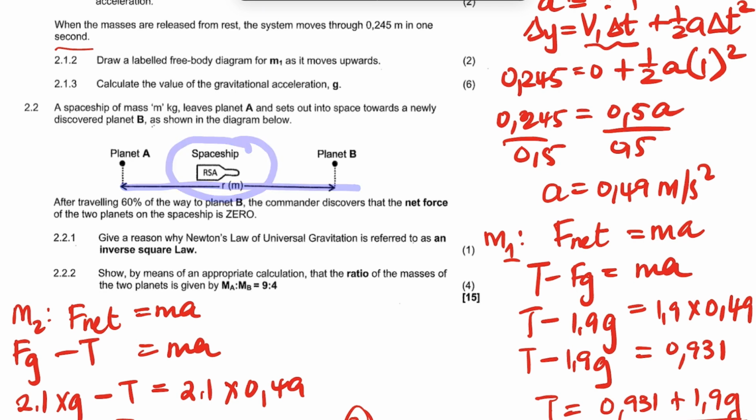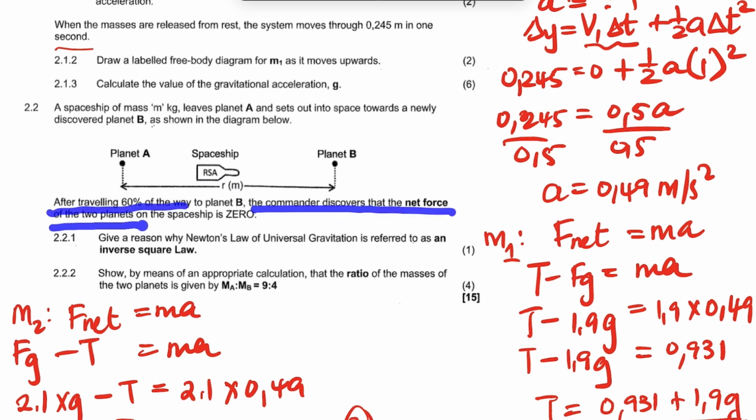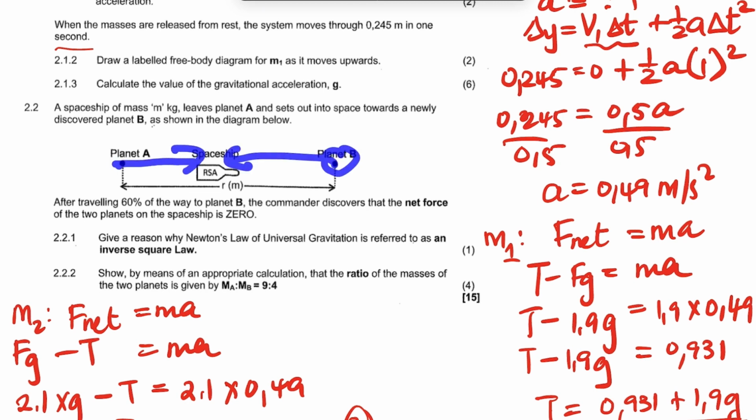So it says after traveling 60% of the way to planet B, it travels 60%. So it's not halfway, it's above halfway, it's 60%. The commander discovered that the net force of the two planets on the spaceship is zero. So it means the force that is acting on this and the force that is acting on the spaceship is zero when it's 60% of the way to planet B.